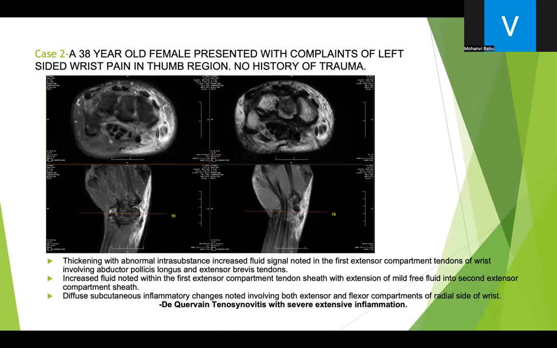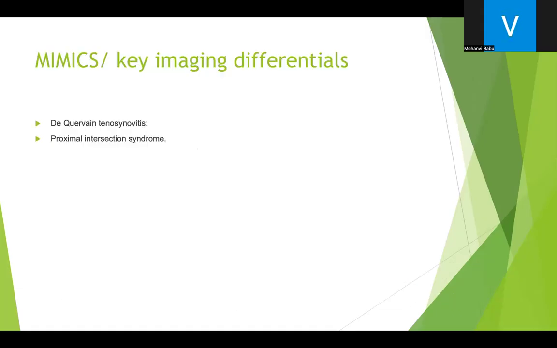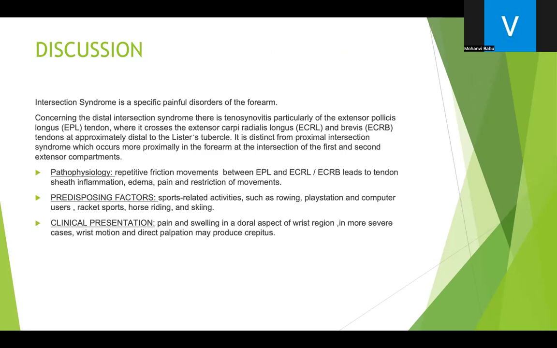Increased fluid is noted within the first extensor compartment tendon sheath with extension of mild fluid into the second extensor compartment sheath. Diffuse subcutaneous inflammatory changes are noted involving both extensor and flexor compartments on the radial side of the wrist. This is consistent with de Quervain tenosynovitis with severe extensive inflammation. So there is a need to differentiate between these two conditions, de Quervain tenosynovitis and distal intersection syndrome. MRI aids in narrowing the diagnosis.